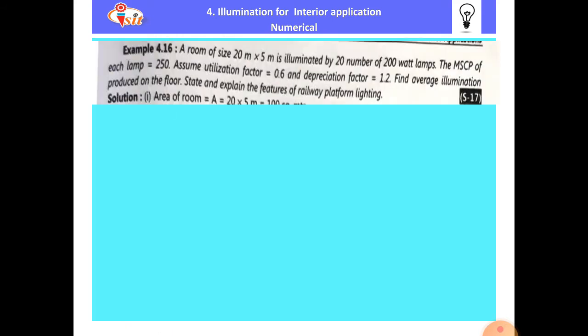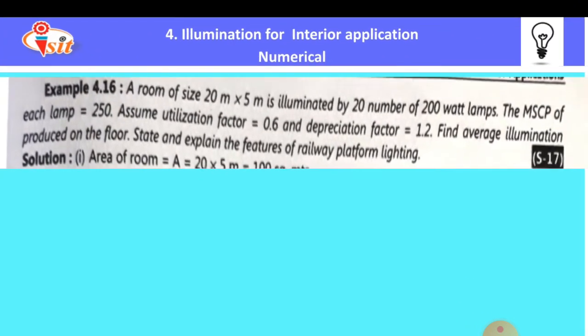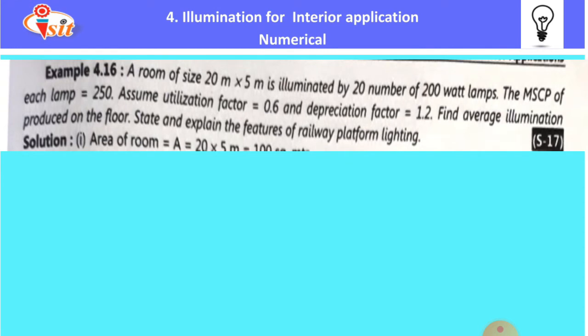Next problem is on a room having a size of 20 meter by 5 meter, illuminated by 20 lamps of 200 watt. The MSCP of each lamp is 250. Assume utilization factor is 0.6 and depreciation factor is 1.2. Find the average illumination produced on the floor. State and explain the features of railway platform lighting.